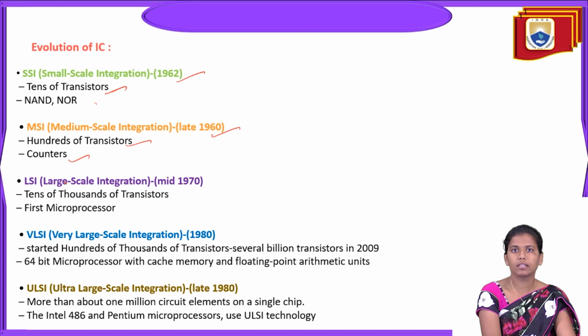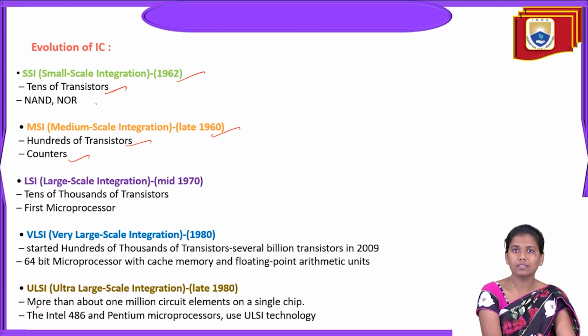We could design different types of counters: up counter, down counter, ring counter, Johnson counter, and all these counters came into existence only with the help of this medium scale integration, where it consists of hundreds of transistors. A much better version we can see here.